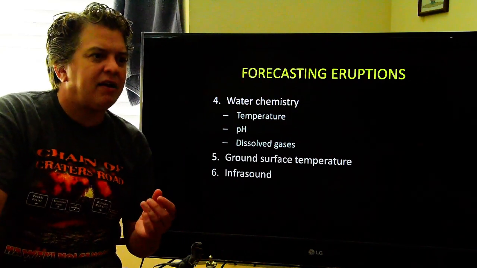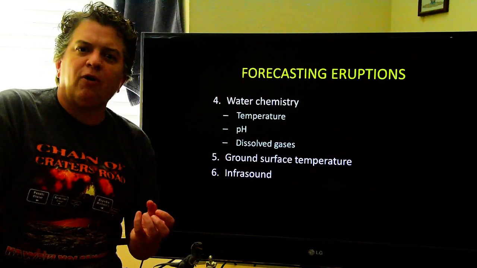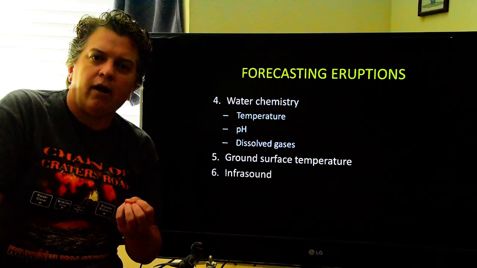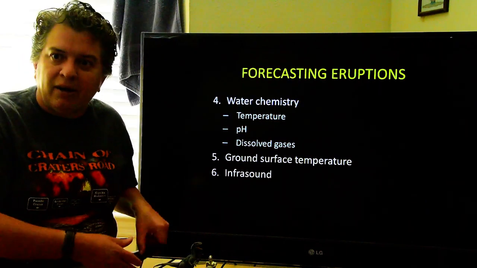But it's kind of interesting that we can almost listen to the volcano talking to us and telling us what might be happening inside.